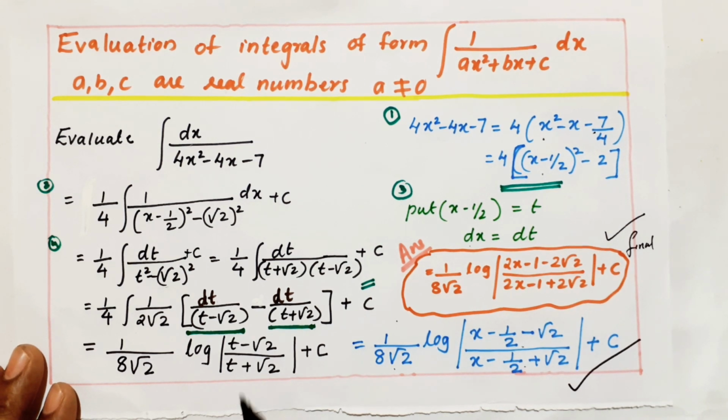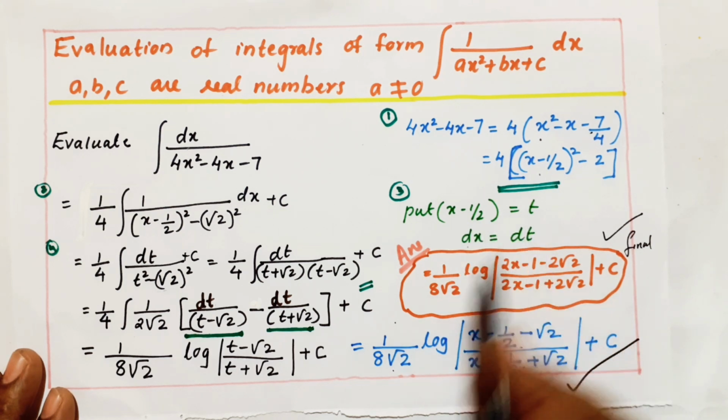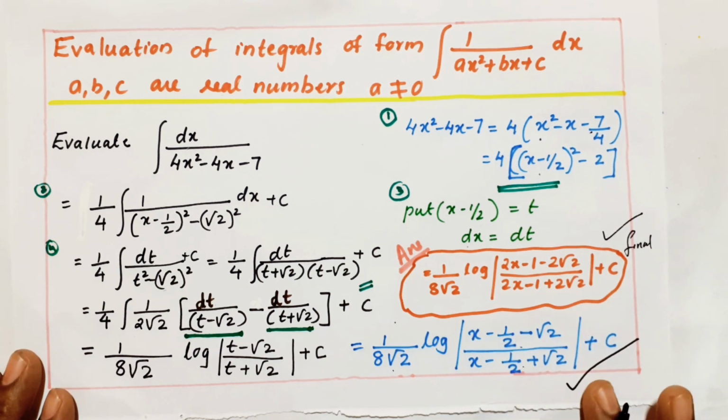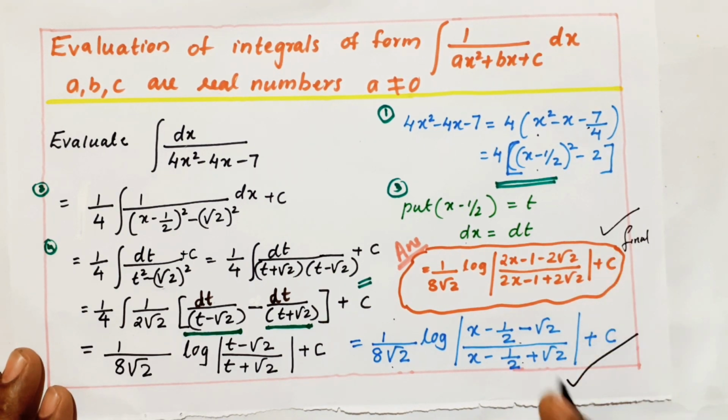Next term is this t, we substituted as x minus half only t. So again I am substituting back t as x minus half. This is a correct answer only. But you can write in one more form. That is the final one. I have taken the LCM as 2. So here it is 2x minus 1 minus 2 root 2 divided by denominator 2x minus 1 plus 2 root 2 plus c.